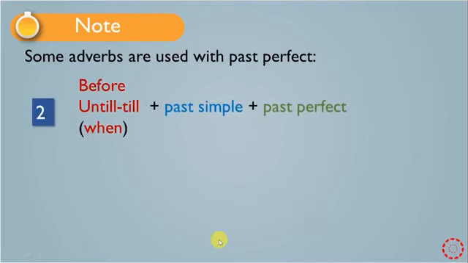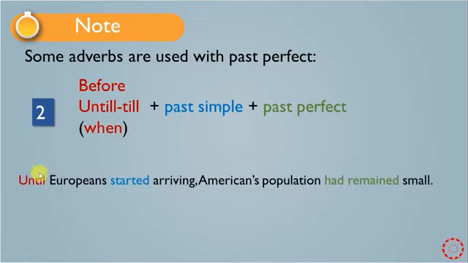The second group of adverbs, before, until, we can say till, and when it's optional here, followed by past simple and then past perfect. Look at these examples. Until your parents started arriving, this is past simple, and then we have past perfect. America's population had remained small.